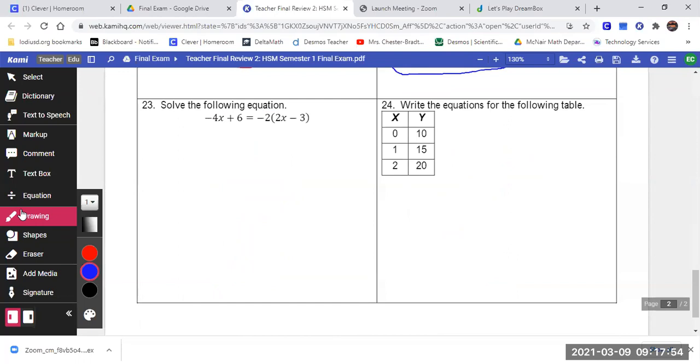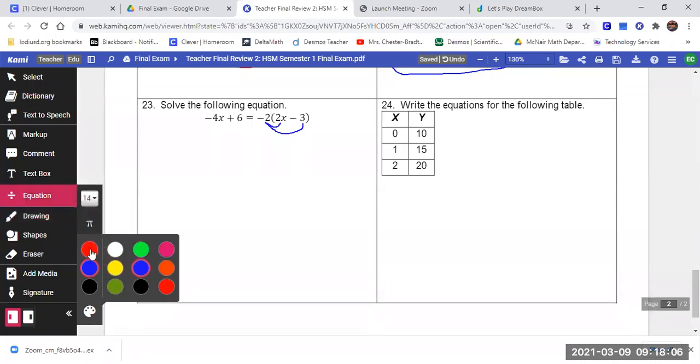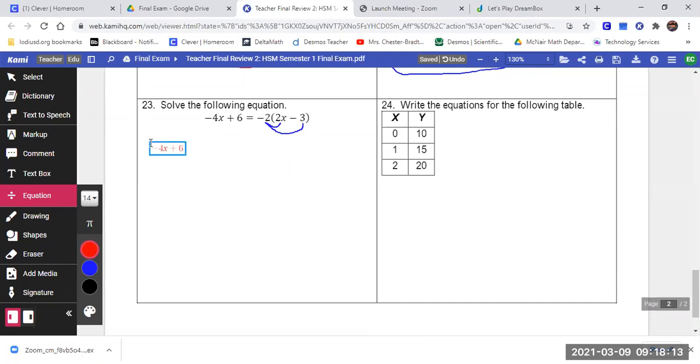Solving again. So first thing, I know I got to distribute this number on the outside because that's automatic. Every time I see a number outside of parentheses, I have to do that first. My negative 4x, we didn't do anything to it. My positive 6, we didn't do anything to it. My equals, we didn't do anything to it. We have the negative 2 that's multiplying by the 2x, and the negative 2 that's multiplying by the negative 3.